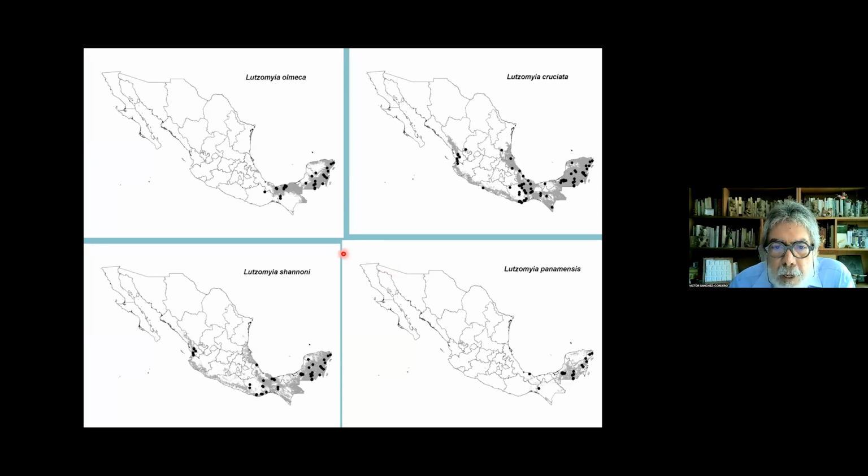to produce potential distribution of species. And here we can see 4 maps of sandfly species that are incriminated as very efficient at transmitting this pathogen to humans. And you can see here the point localities obtained from museum collections, and the gray areas are the potential distributions of these species occurring in Mexico. And I just wanted to take a look at the species because these species have already been reported in the US carrying the pathogens. So we have Lutzomia shannoni, Lutzomia cruciata, Lutzomia panamensis.